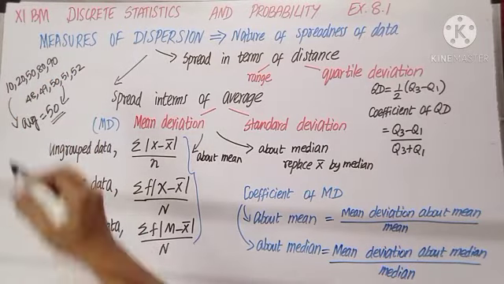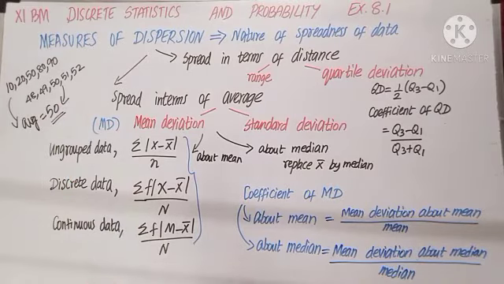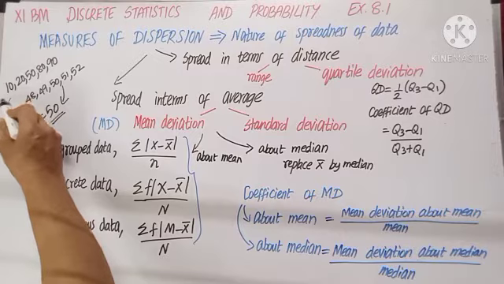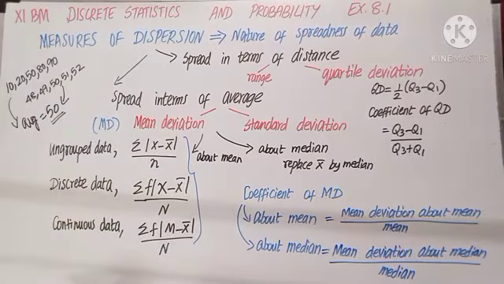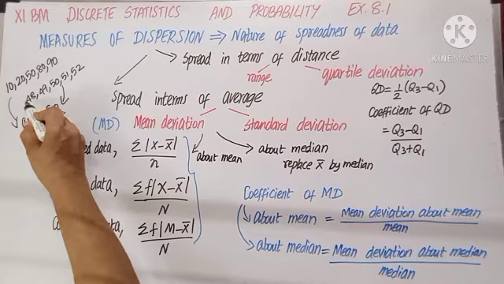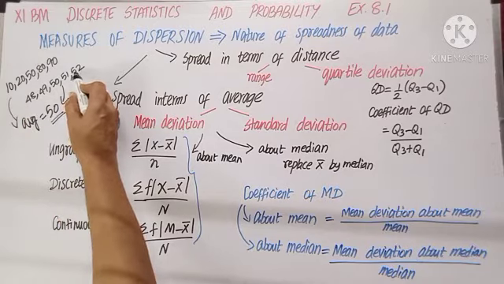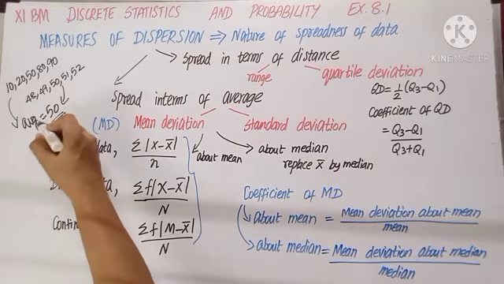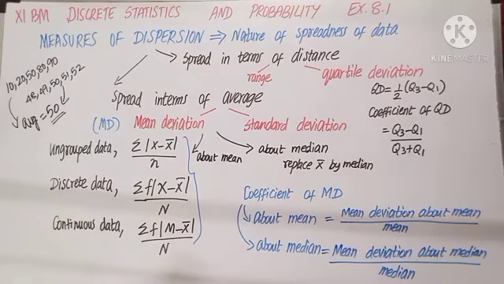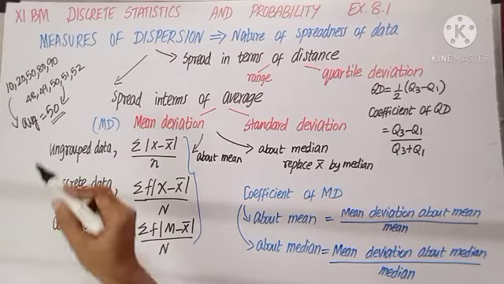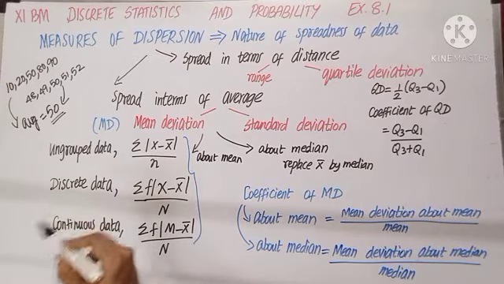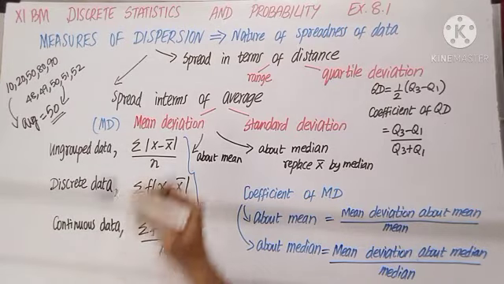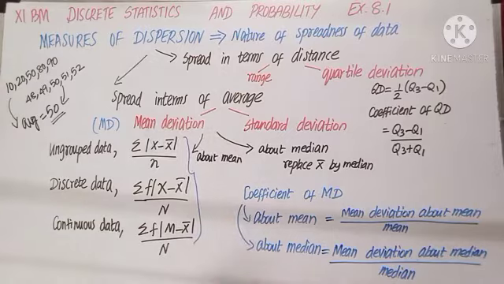But is the data one and the same? No. Here, the minimum value is 10, whereas the maximum value is 90. Here, the minimum value is 48 and the maximum value is 52. The range is less. So, average alone does not give a clear-cut idea about the data. Definitely, we need to supplement it with some other measures, and dispersion is one such measure.